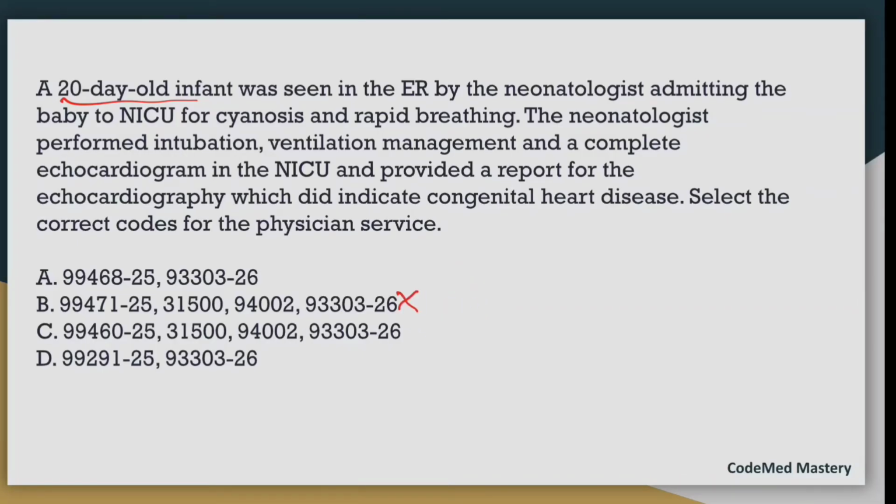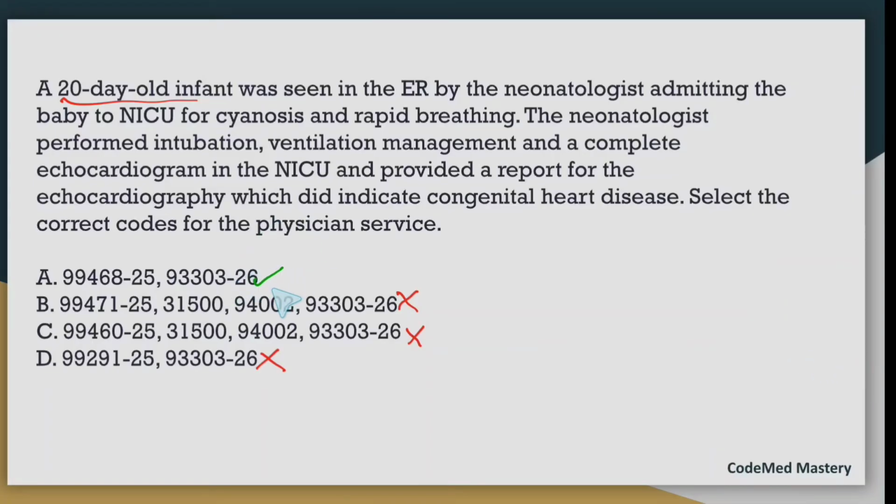Coming to option C, 99460. 99460 is for initial hospital or birthing center care for a normal newborn infant. But in our case, the infant is brought to the emergency room for cyanosis and rapid breathing. So we'll eliminate option C, 99460, because that is for normal newborn infant and that code is for initial hospital or birthing center care. Let us check option D, 99291. As we already discussed, 99291 is for outpatient critical care and that is for age above 5 years. So we'll eliminate option D. We are left with option A, which is our right answer.